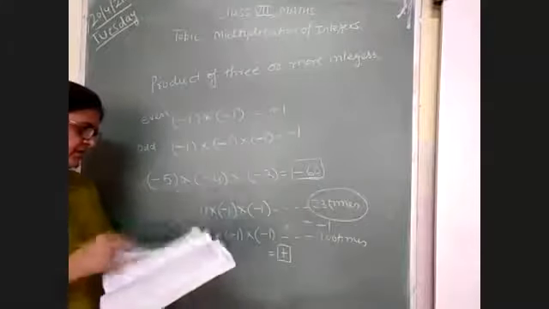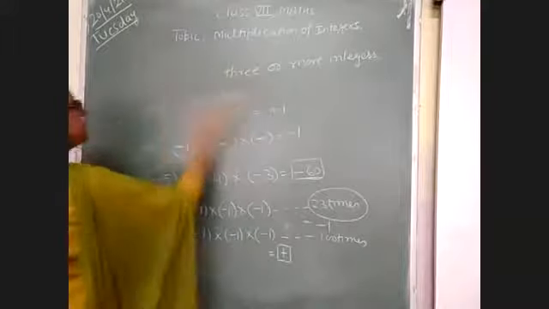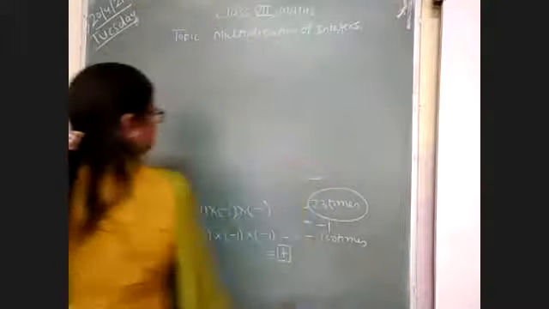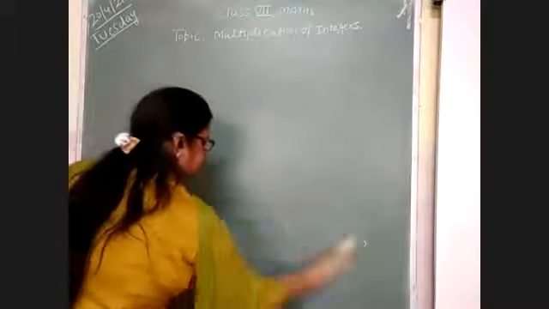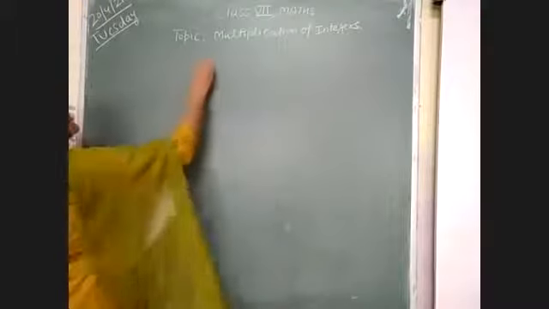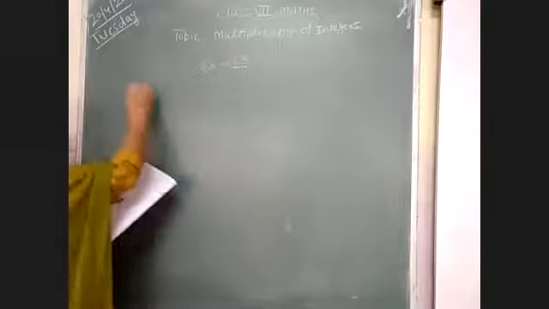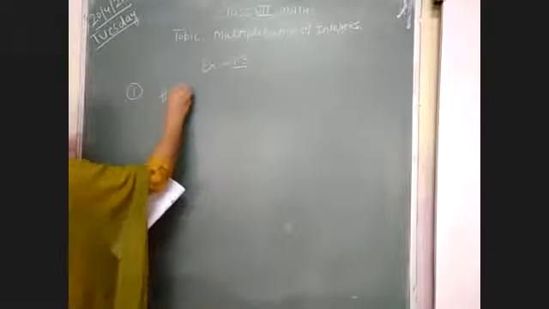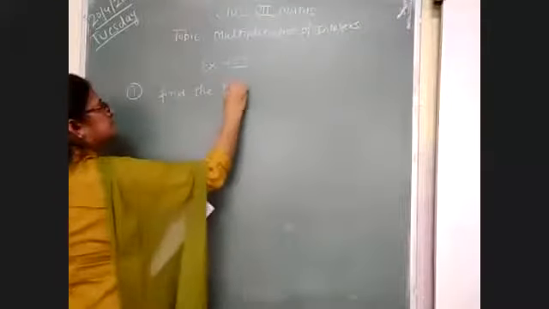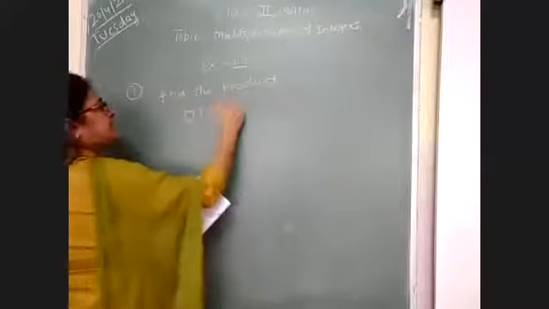Now, some questions I am taking from exercise 1.3. First question is exercise 1.3. Your first question is find the product. Seven multiplied by minus 35.